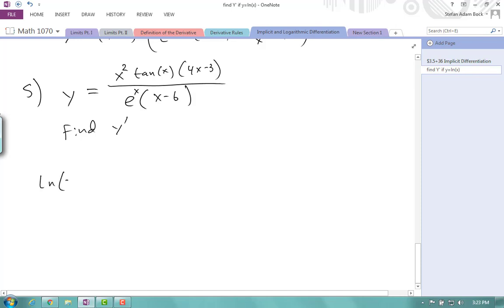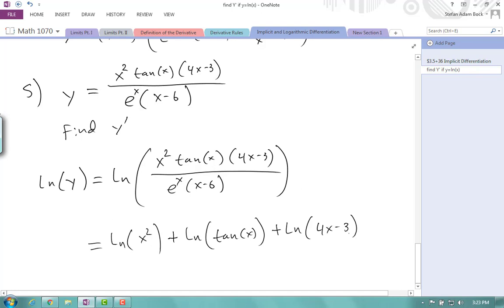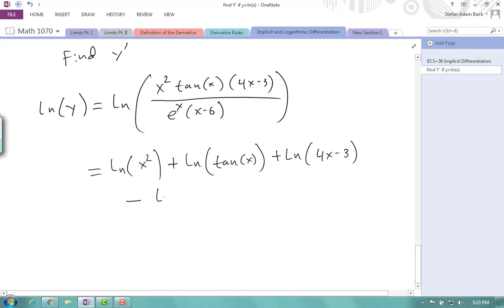So I'll start off by finding the natural log of both sides. So the natural log of y equals the natural log of all of this. And then I'm going to use log properties to my advantage. Whenever I divide, that's going to be a subtraction. And whenever I multiply, that's going to be an addition, giving me the natural log of x squared plus the natural log of the tangent of x plus the natural log of 4x minus 3 minus the natural log of e to the x minus the natural log of x minus 6.